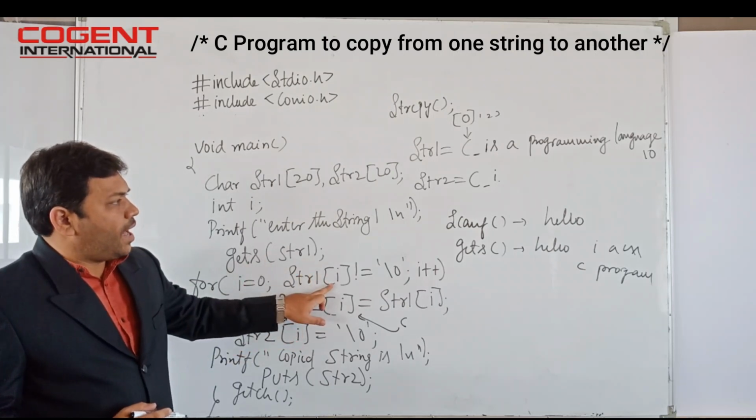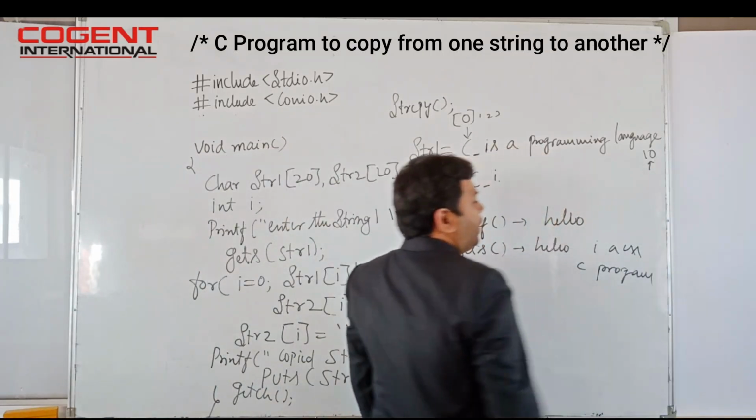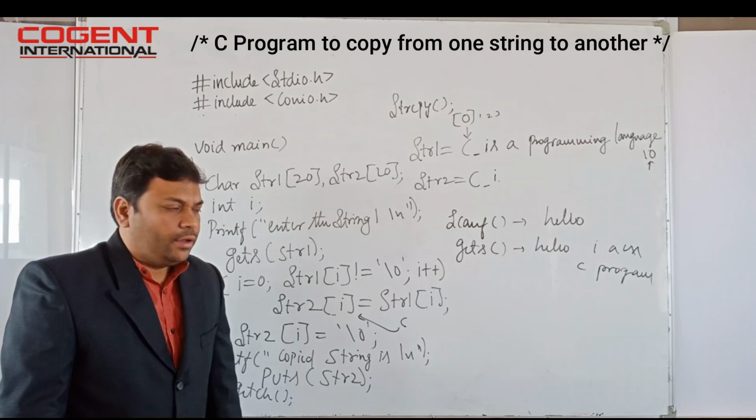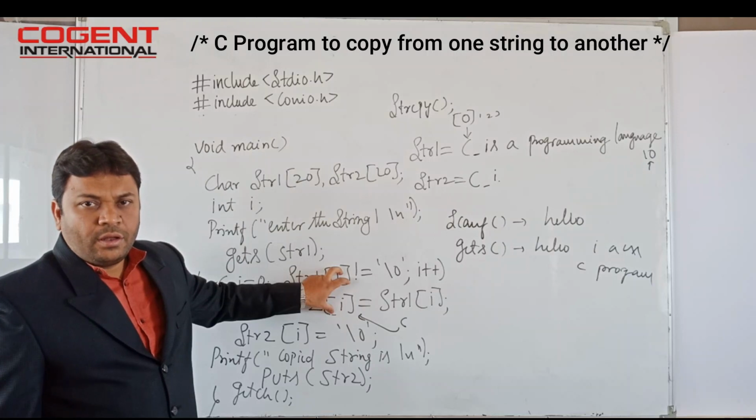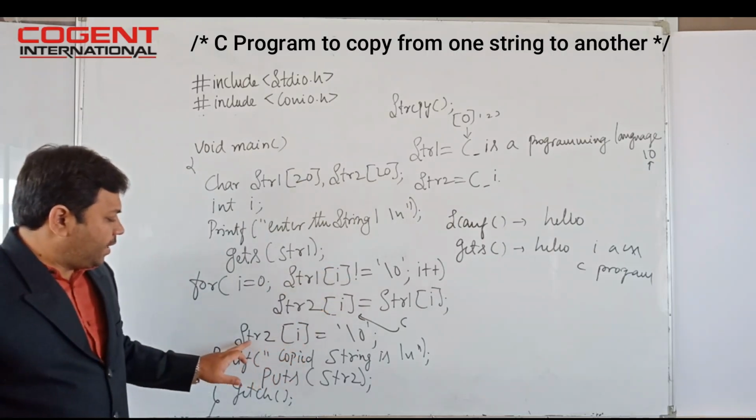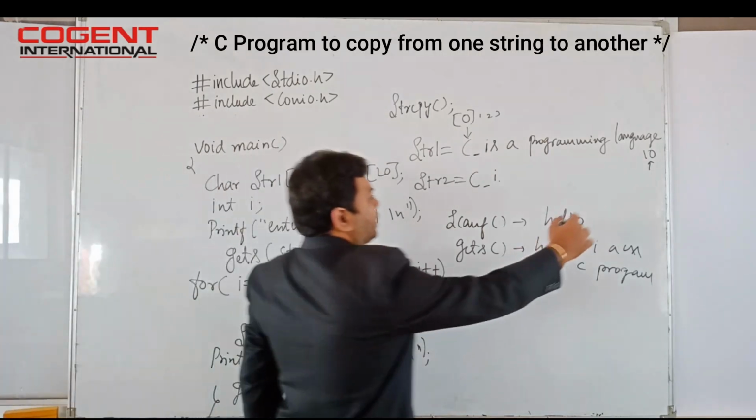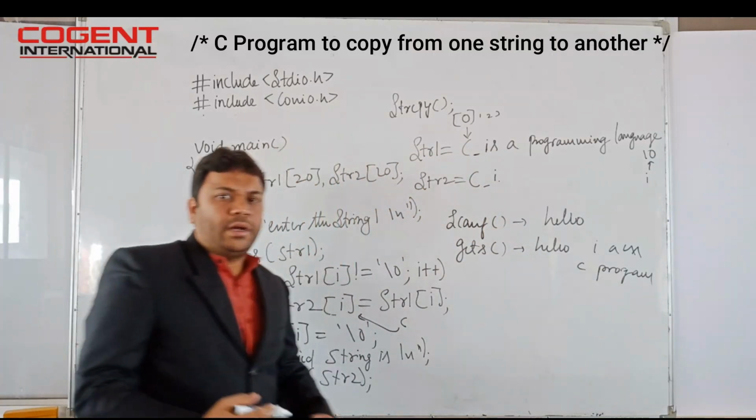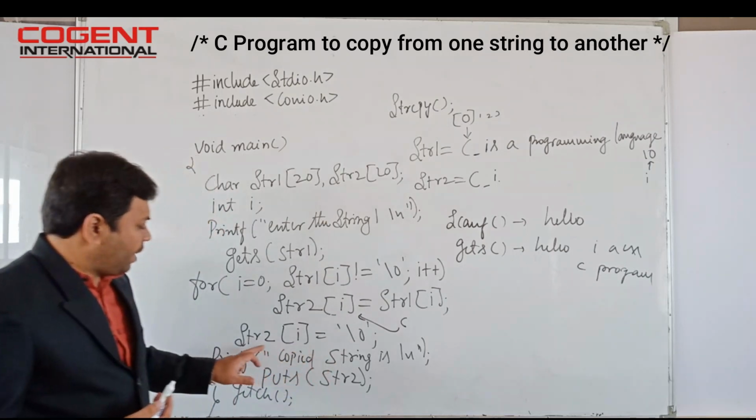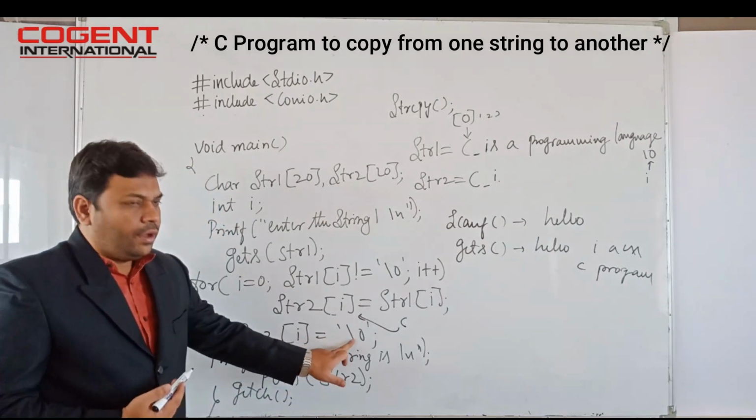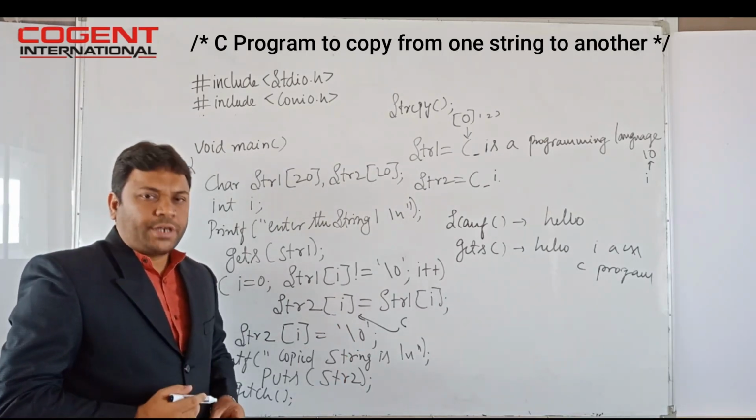Now when it reaches the last index, that is the null character, as we know the end of the string contains the null character, that time this condition becomes false. Then exit from this loop, then execute the next statement, that is str2[i]. The i value will be at the last position. So we need to insert the null character at the end of string 2 also. Hence str2[i] is equal to the null character. So the null character will be assigned at the end of string 2.